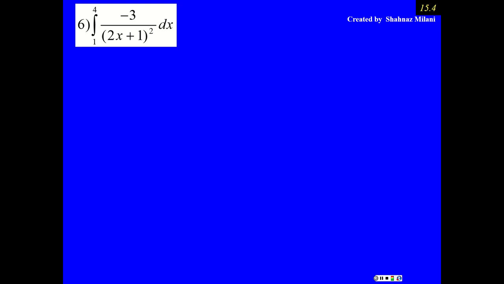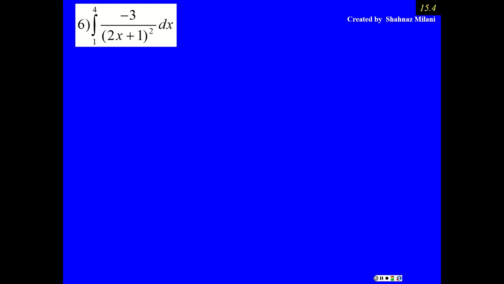This is Milani, Chapter 15, Section 4, Problem number 6. We need to find the area between x is 1 to x is 4. Now, with this kind of problem, there are two ways you can work on it. I'm going to show you both ways on two different PowerPoints.